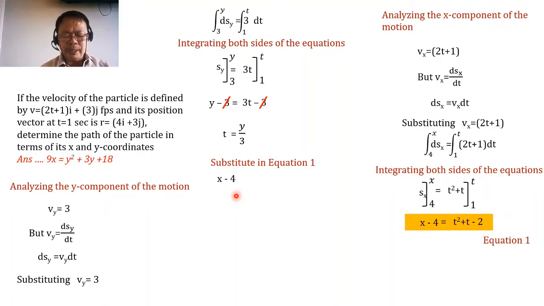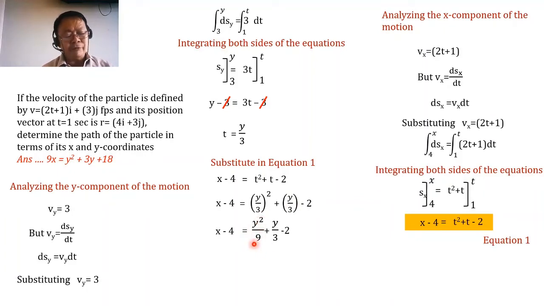Therefore, our equation becomes x minus 4 equal to t squared plus t minus 2. With t substituted with its value of y over 3, our equation becomes x minus 4 equal to (y over 3) squared plus y over 3 minus 2. Which when simplified, x minus 4 will be equal to y squared over 9 plus y over 3 minus 2. This can be simplified further by taking the least common denominator of 9, and then our equation becomes 9x equal to y squared plus 3y plus 18, which is actually the same as the answer given in the problem.